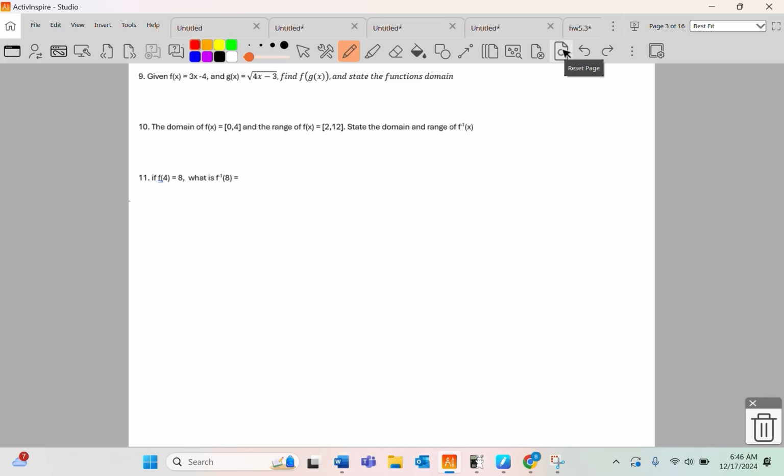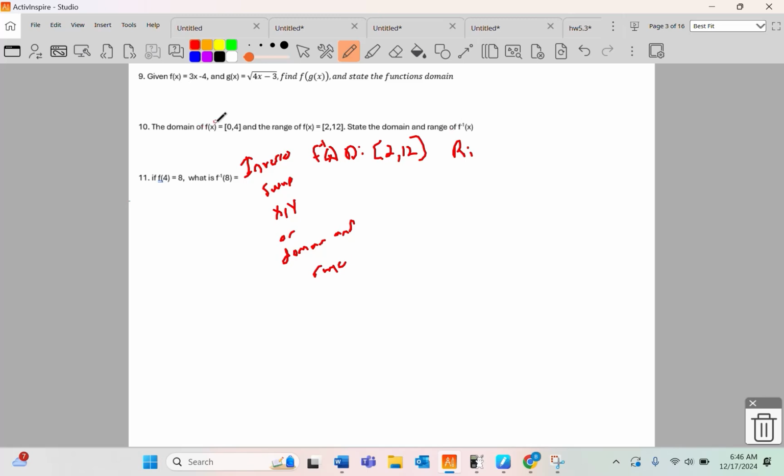The domain of f of x equals 0 to 4. The range of f of x equals 2 to 12. State the domain and range of the inverse. Well, I know that inverses swap x and y, or I could say domain and range. So when I talk about the domain of the inverse, f to the negative first of x, it's going to be the old range. It's going to be 2 to 12. When I talk about the range of the inverse, it's going to be the old domain, 0 to 4.